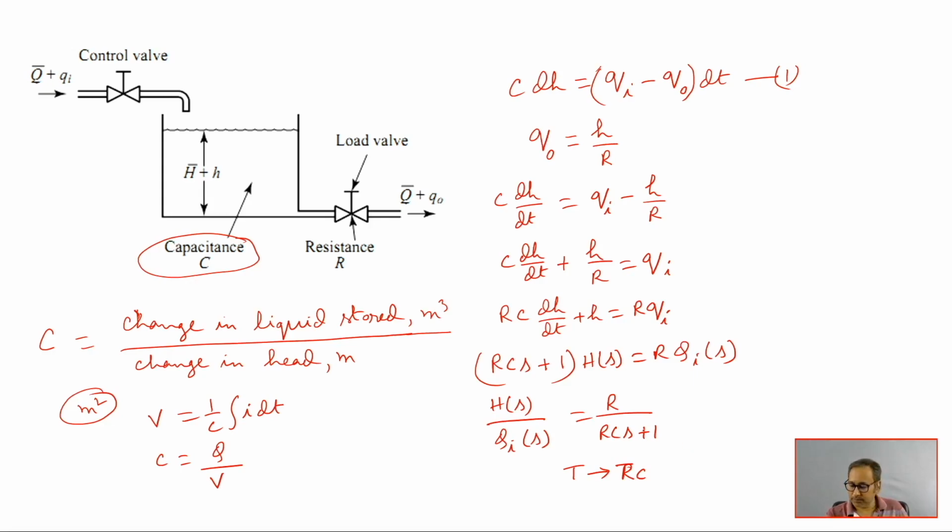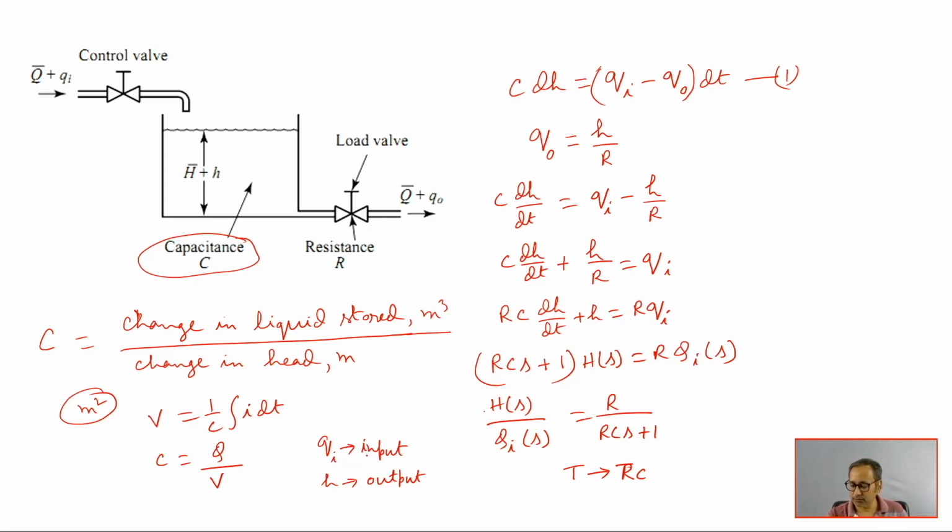Now, Hs is taken at the output, and Qi is the input. In this case Qi is the input and H is the output. Then the corresponding transfer function is Hs by QIs. This capital H represents the Laplace transform of small h, and capital Qi represents the Laplace transform of small qi. So this is the system transfer function.